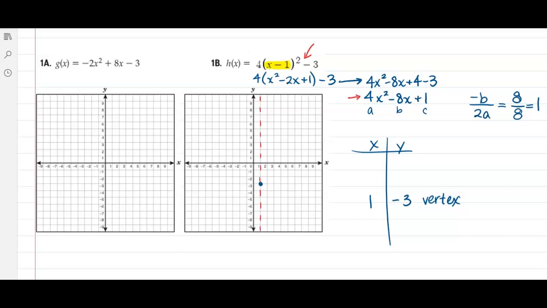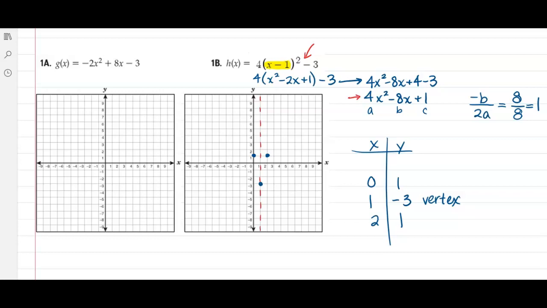Now I need some points on either side. I'm going to try 0. If I put a 0 in here, 0 minus 1 is -1, squared is 1, times 4 makes 4, take away 3 is 1, 0, 1. Buy one, get one free, I also know the point 2, 1 is on my graph using symmetry. It's kind of a shortcut.